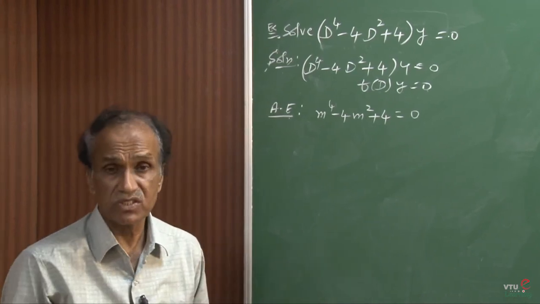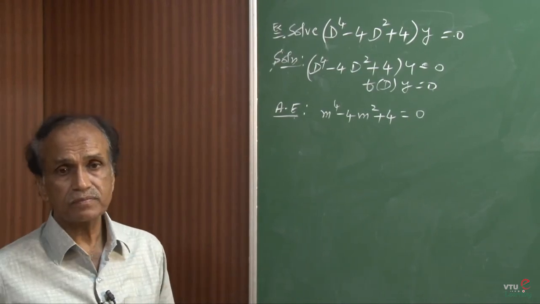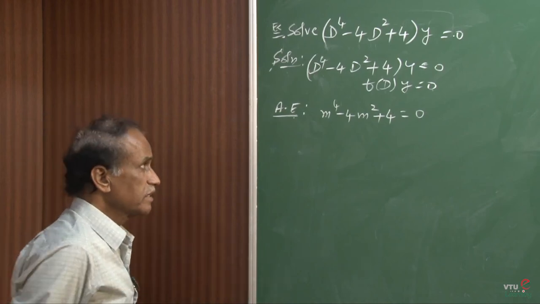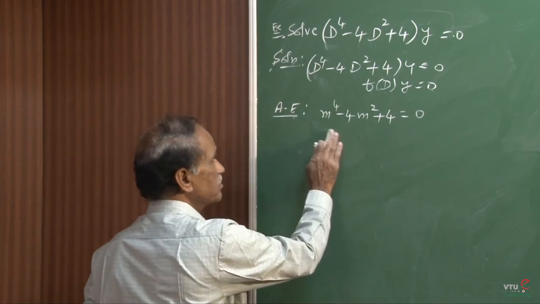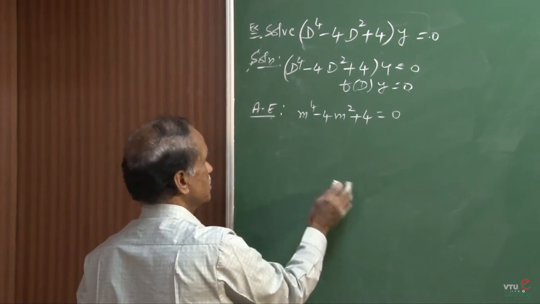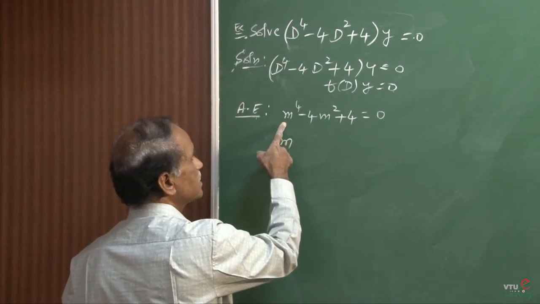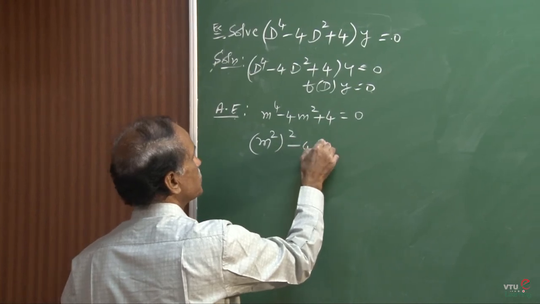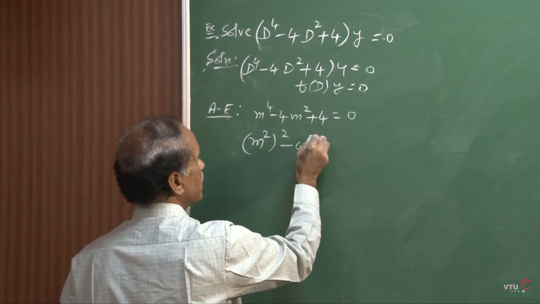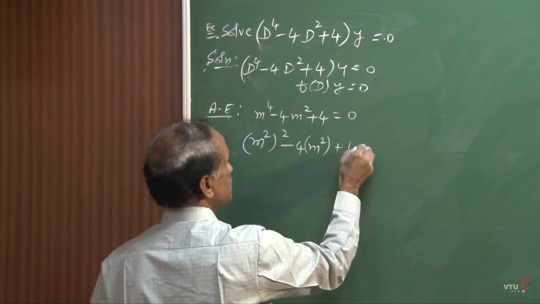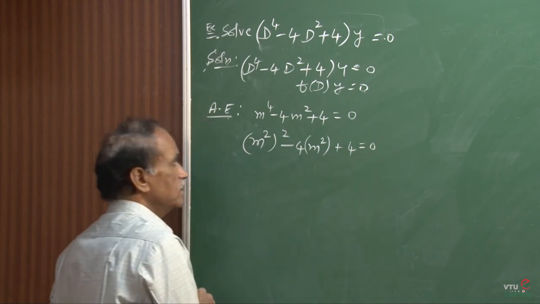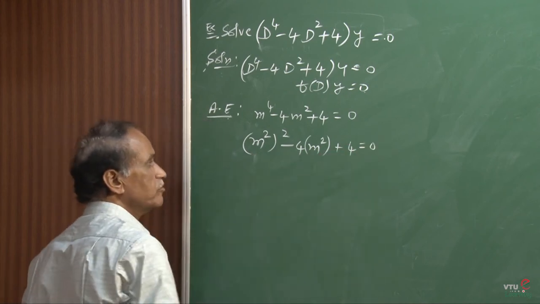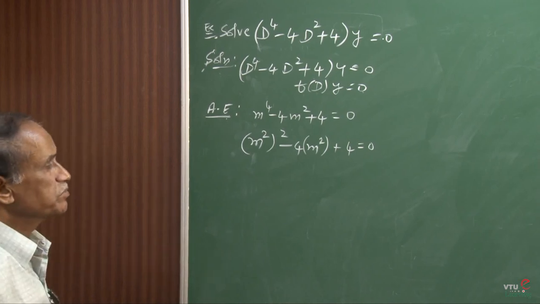But here it is highly impossible to get the roots by guessing, so you have to make a rearrangement of writing the equation. That means you have to rewrite the equation in this fashion. It is (m square) whole square, and minus 4 times m square, and then plus 4 is equal to 0. So this looks like the (a minus b) whole square form. Is it correct? (a minus b) whole square.